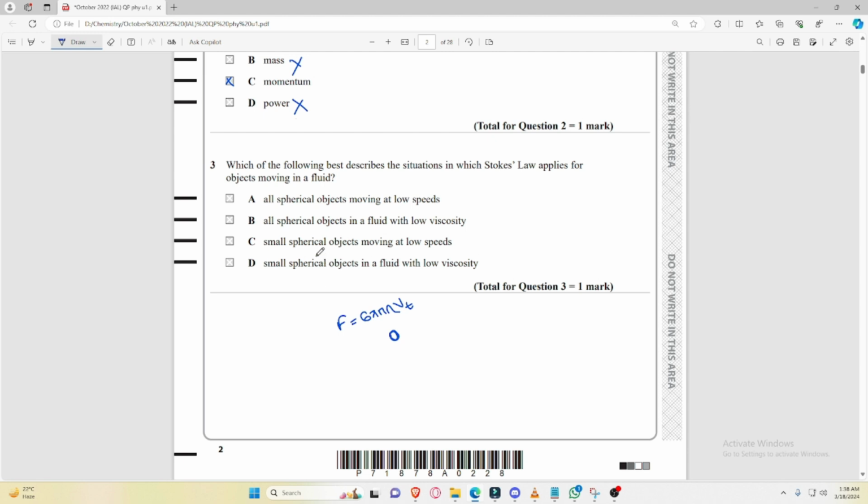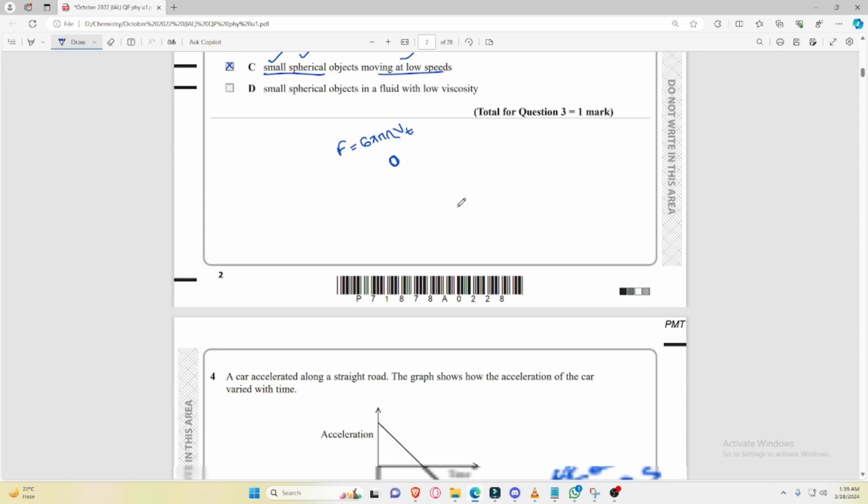So in here they gave small spherical objects moving at low speed as an option. So this is the answer. It must be small, it must be moving at low speed, it must be spherical. So all 3 criteria are maintained.